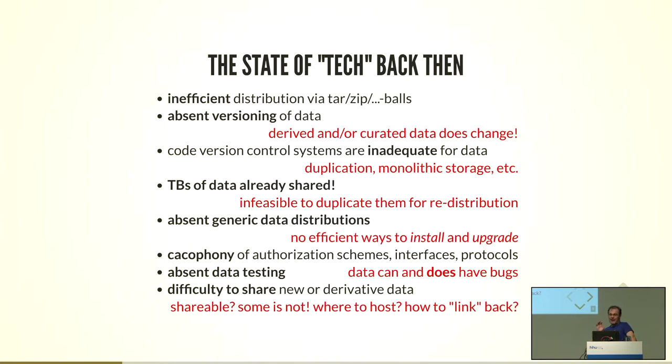And another problem is that every website wanted to use their own way to authenticate. They might have their own ways to say, no, you have to log in, right? So it will not be a 403 code. It will be just in your face, please enter your password here. So how do we interface to them in a standard way? Then, absent data testing, quite a number of projects in neuroimaging had buggy data. So we have to keep that in mind. And it was difficult to share derived data.